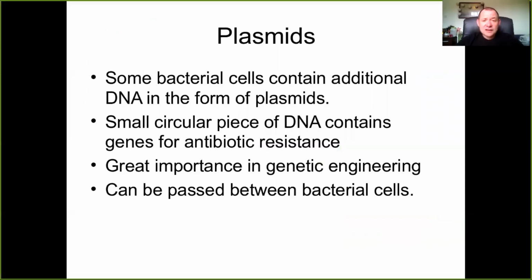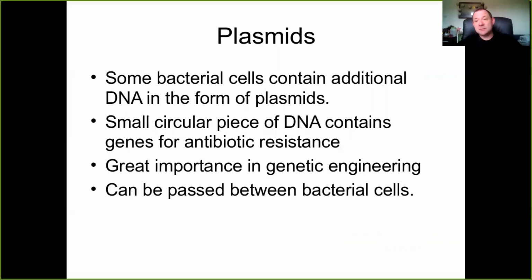So some bacterial cells contain additional DNA in the form of plasmids. Small circular pieces of DNA containing genes for things such as antibiotic resistance. And these plasmids can be transported from one bacteria to another through little channels known as pili. Great importance in genetic engineering.